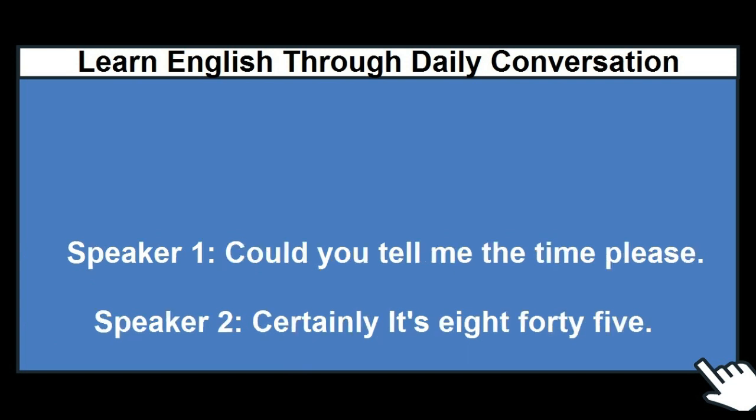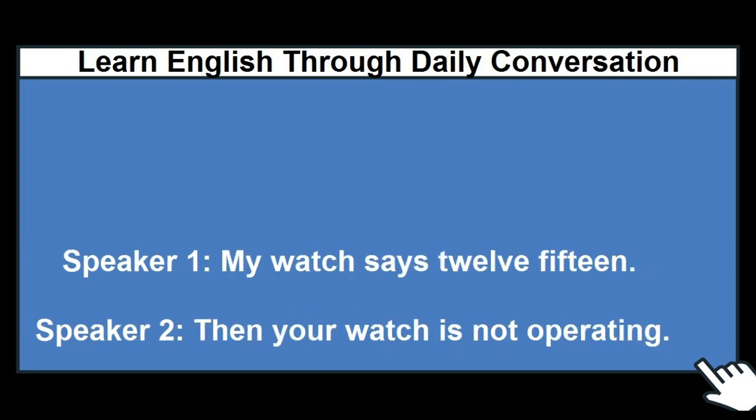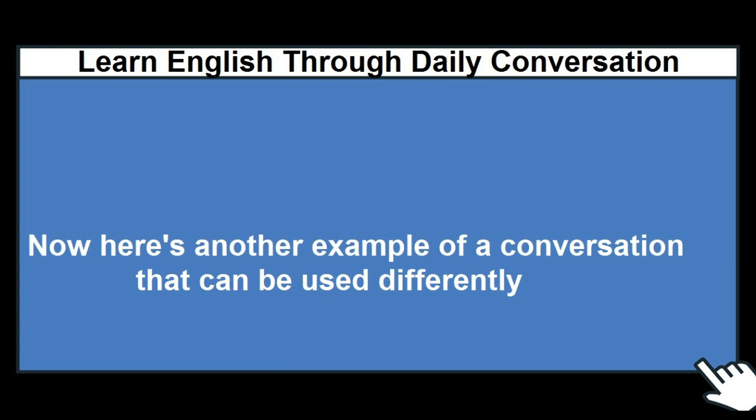Speaker 1: Could you tell me the time, please? Speaker 2: Certainly. It's 8:45. Speaker 1: My watch says 12:15. Speaker 2: Then your watch is not operating. Now here's another example of a conversation that can be used differently.